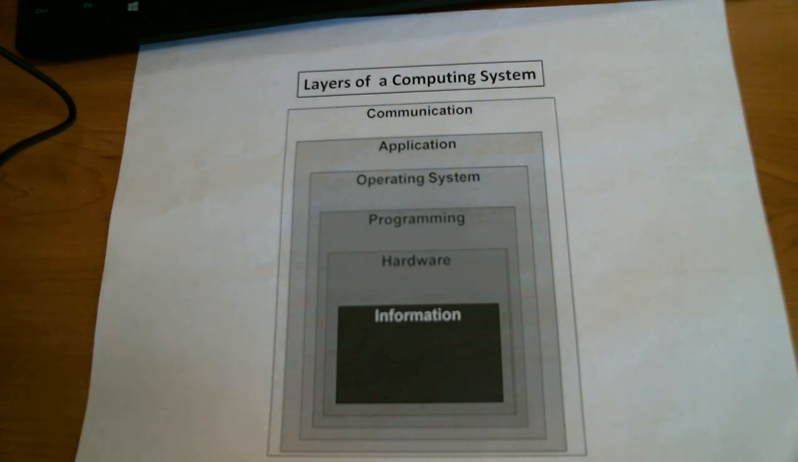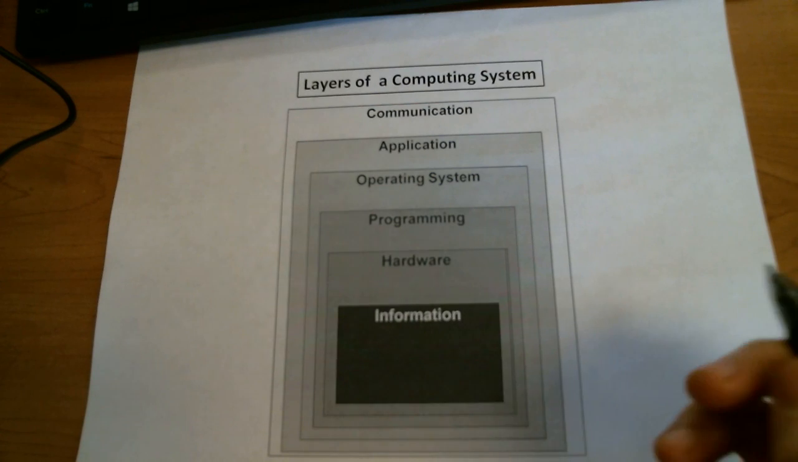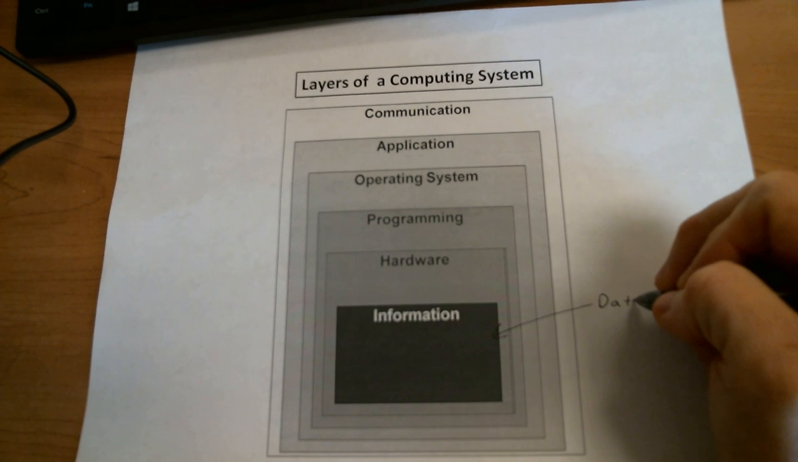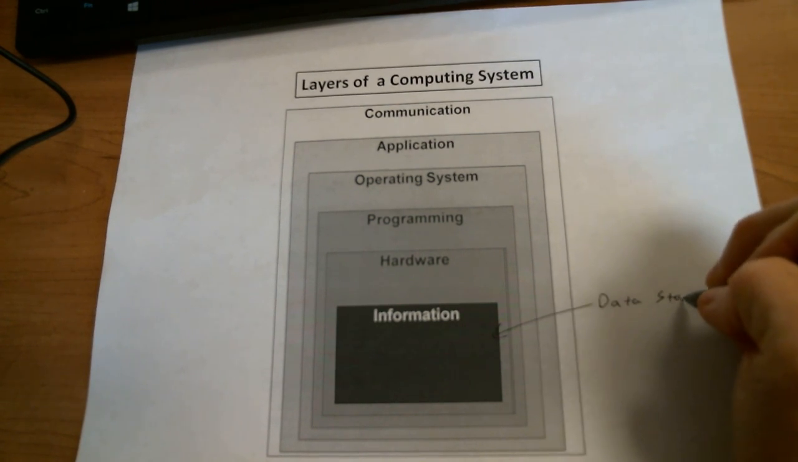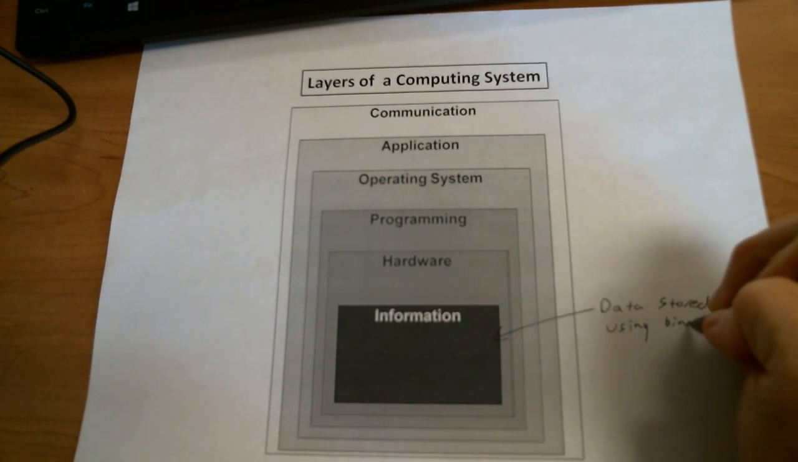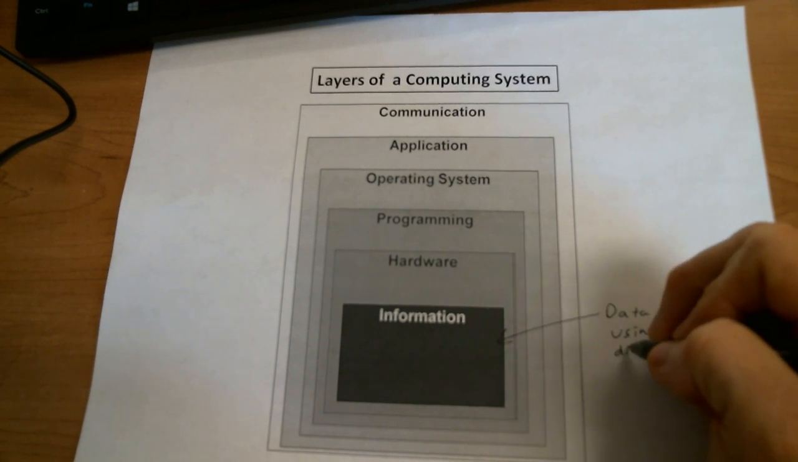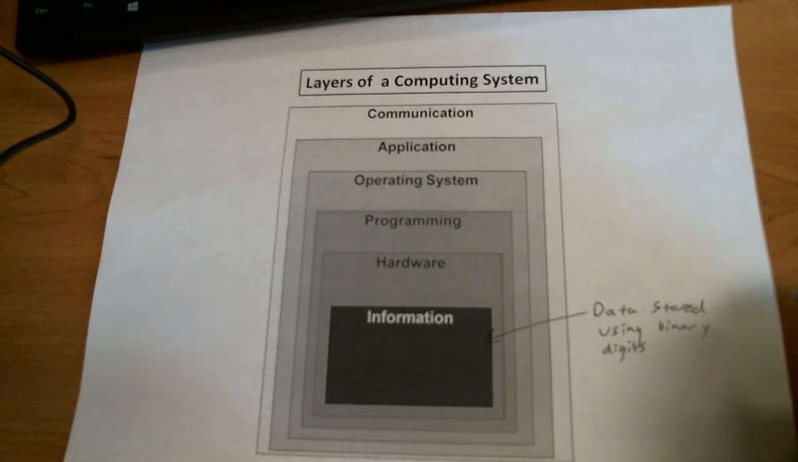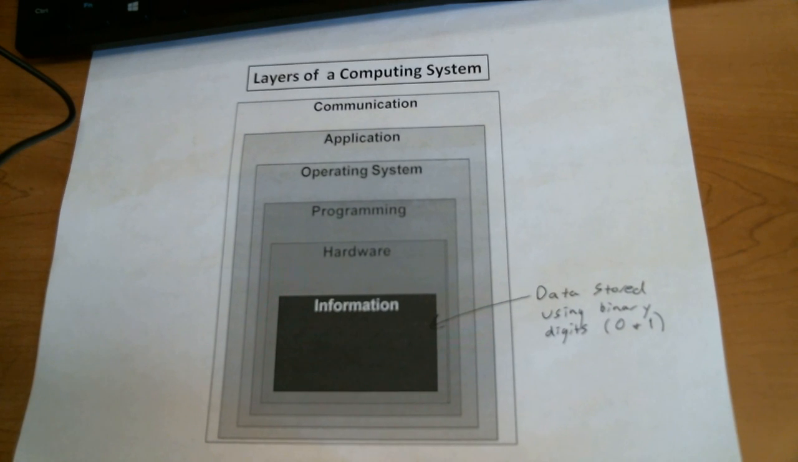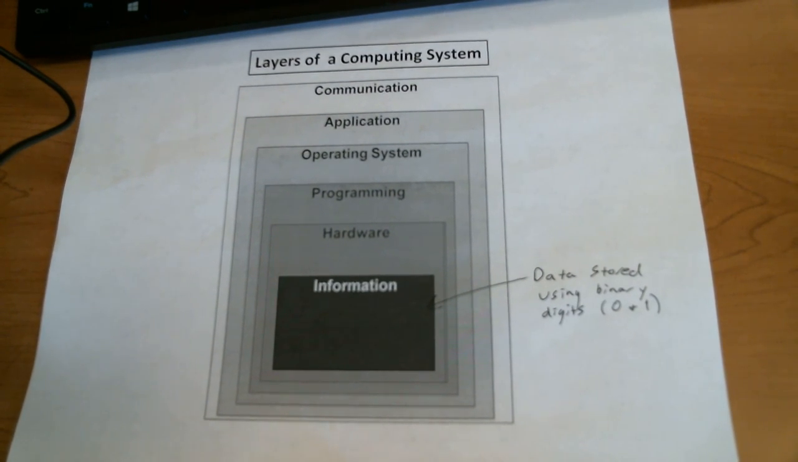All right, so information layer. This is really what we're talking about here: the data being stored using binary digits, which we're going to be talking a whole lot about in a little bit. Binary meaning 2, and those 2 digits are always going to be 0 and 1 for our purpose. So looking at how information is actually stored on a computer, what that looks like, and some of the different tools and things that are used to handle that.